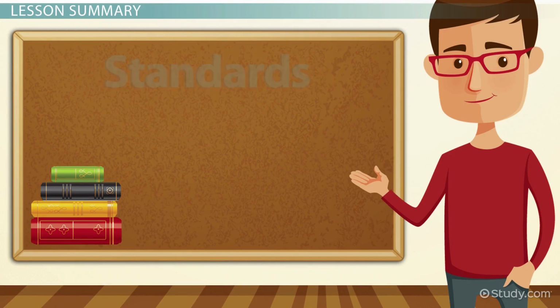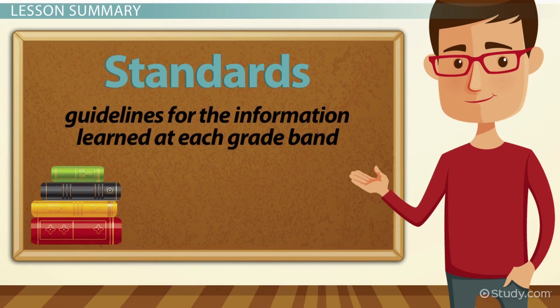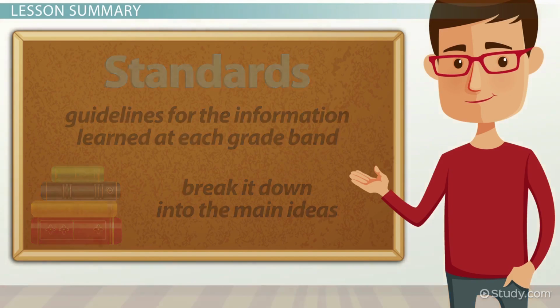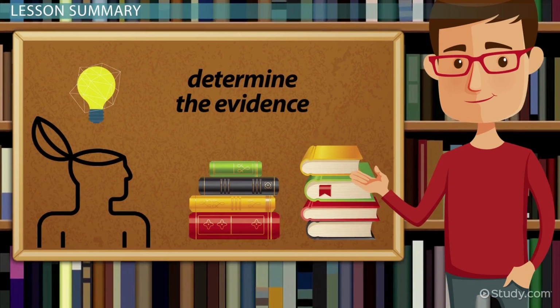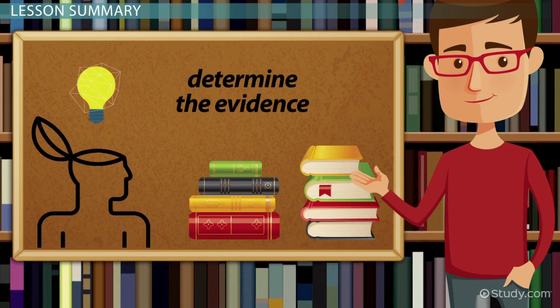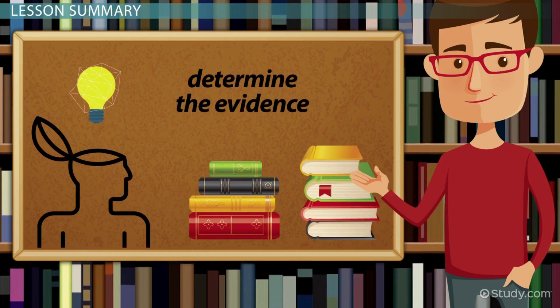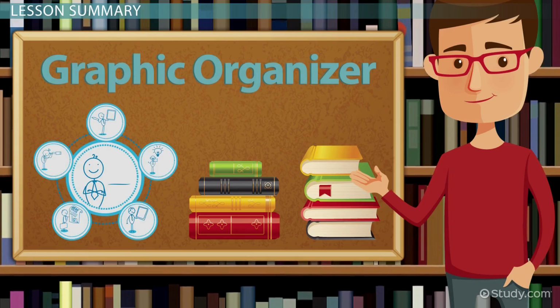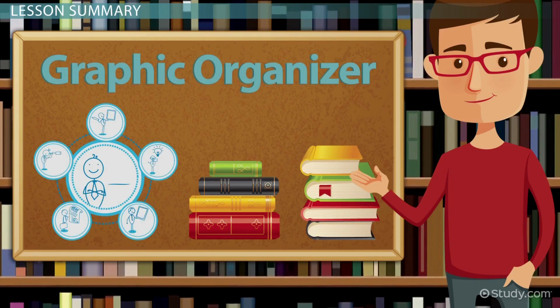Each state has different standards, which are guidelines for the information learned at each grade band. Analyze the standards for your class and break it down into the main ideas or concepts to be taught. The second step is to determine the evidence that will prove your students have learned a particular skill. Create worksheets, activities, graphic organizers, or free response writing that can show your students have gained knowledge.